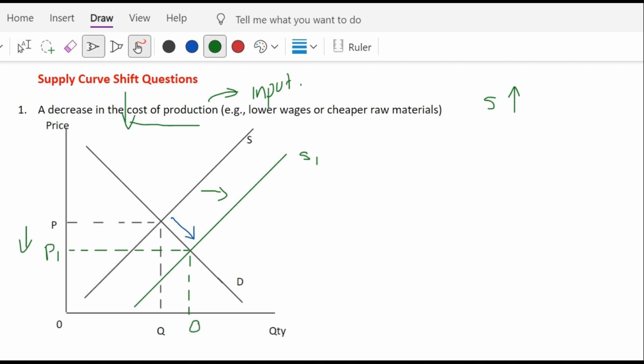So overall, when there is a decrease in cost of production, producing that particular product will be cheaper for suppliers, so they can supply more. Increase in supply will reduce the equilibrium price and increase the equilibrium quantity traded.